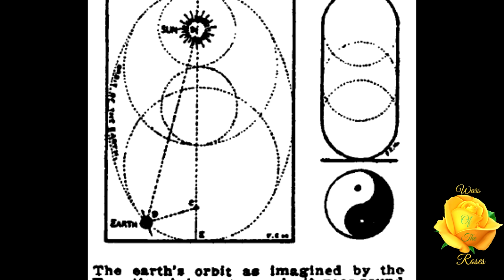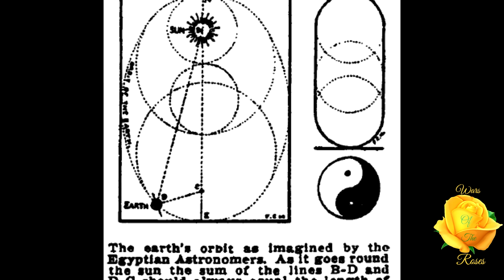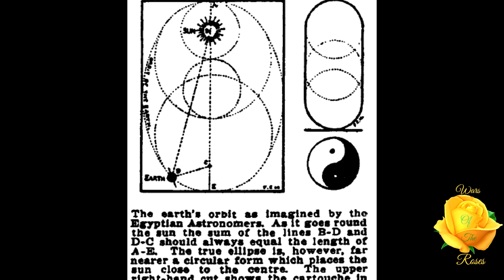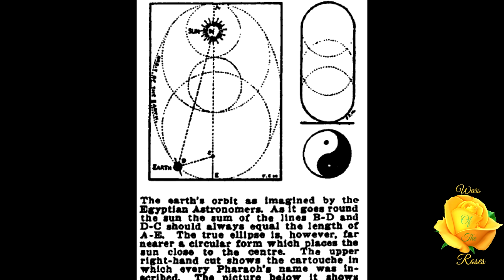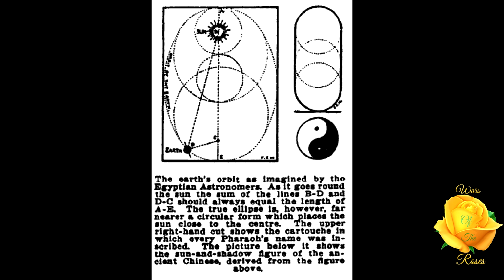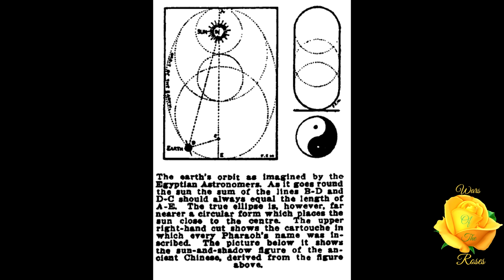The Earth's orbit as imagined by the Egyptian astronomers as it goes round the sun: the sum of the lines BD and DC should always equal the length of AE. The true ellipse is, however, far nearer a circular form, which places the sun close to the center. The upper right-hand cut shows the cartouche in which every pharaoh's name was inscribed. The picture below it shows the sun and shadow figure of the ancient Chinese, derived from the above figure.